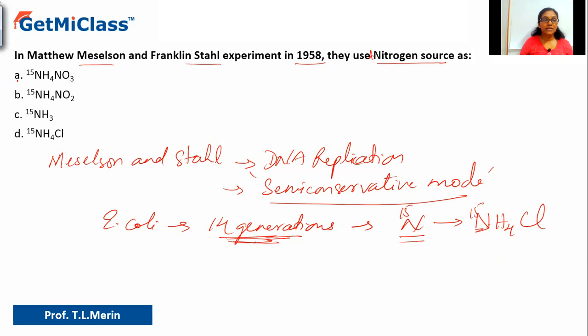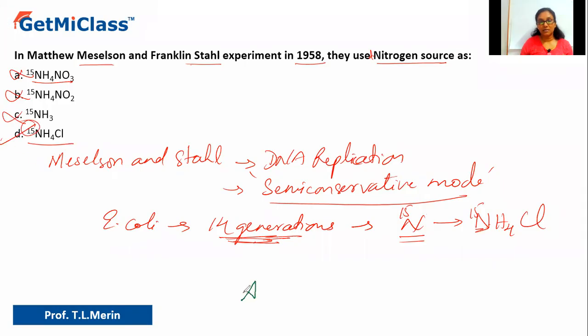So option A says NH4NO3, that is ammonium nitrate. No, because it was not used as a nitrogen source. Option B says NH4NO2, that is also not used. Option C says NH3, that is also not used. And option D says NH4Cl, that is ammonium chloride, containing N15 nitrogen. That is the correct answer.